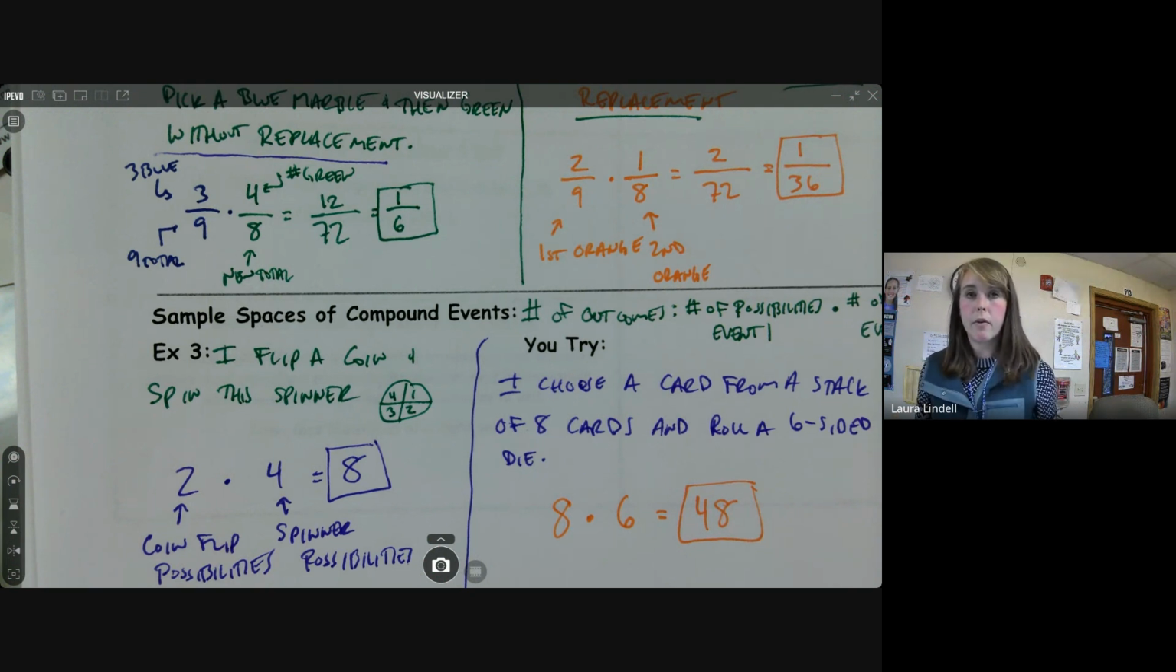All right, so quick recap. Here's what we did today. We talked about independent events, things without replacement, or when you put it back, or they're unrelated. Dependent events, so things like if I picked a marble and then I kept it out without replacement, stuff like that. And then we also did sample spaces for compound events. So if I spun a spinner and flipped a coin, how many possibilities are there?